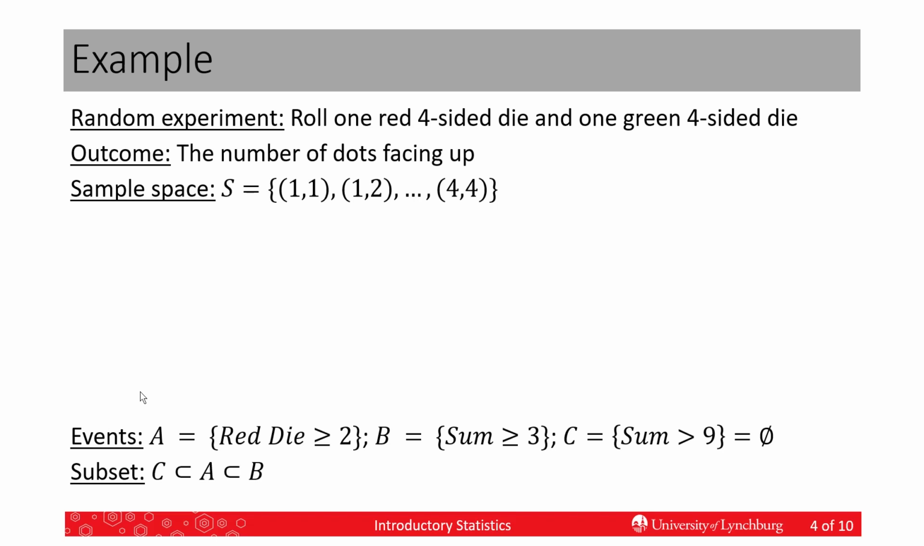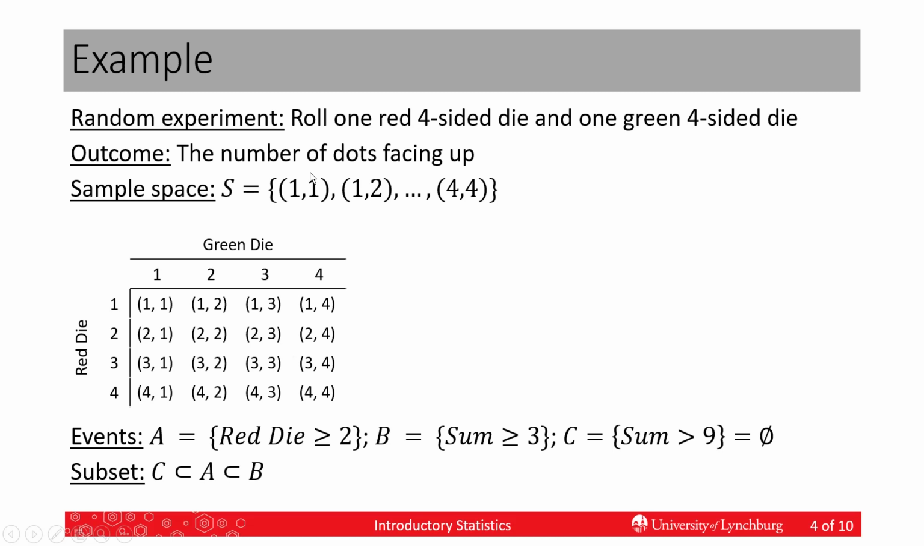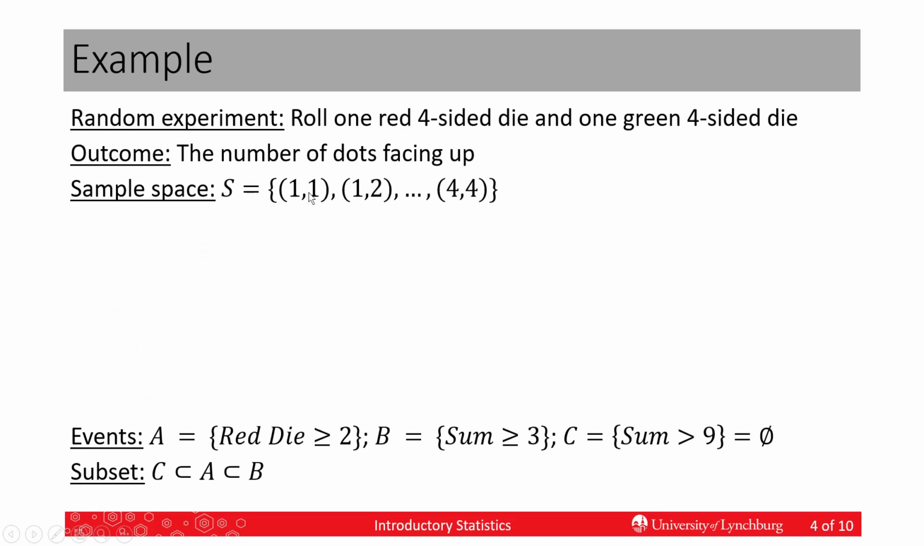So we have this random experiment where we're going to roll a red die and a green die. They're four-sided, so they're not the regular dice with 6 sides. The outcome is going to be the number of dots facing up. So I can define the sample space as these ordered pairs, the first being the red die and the second number being the green die. So by making them different colors, we can tell which one is which, and we're always going to put the red die first, and the green die second.